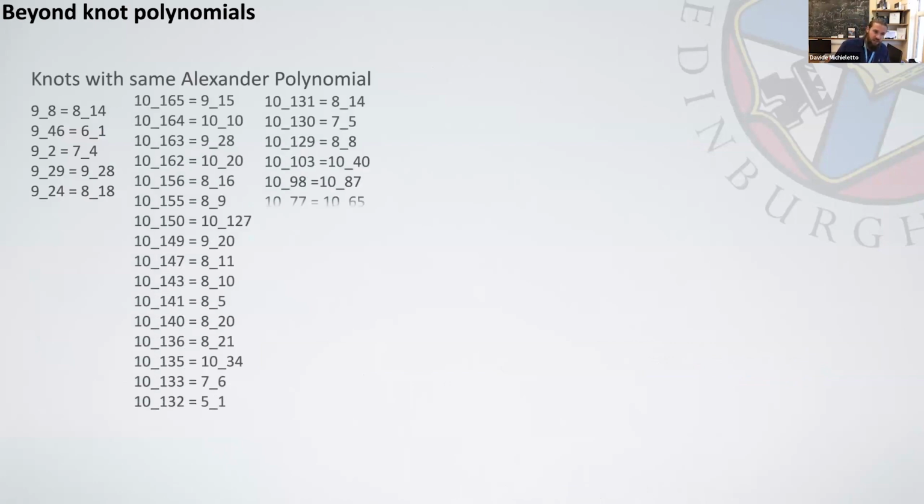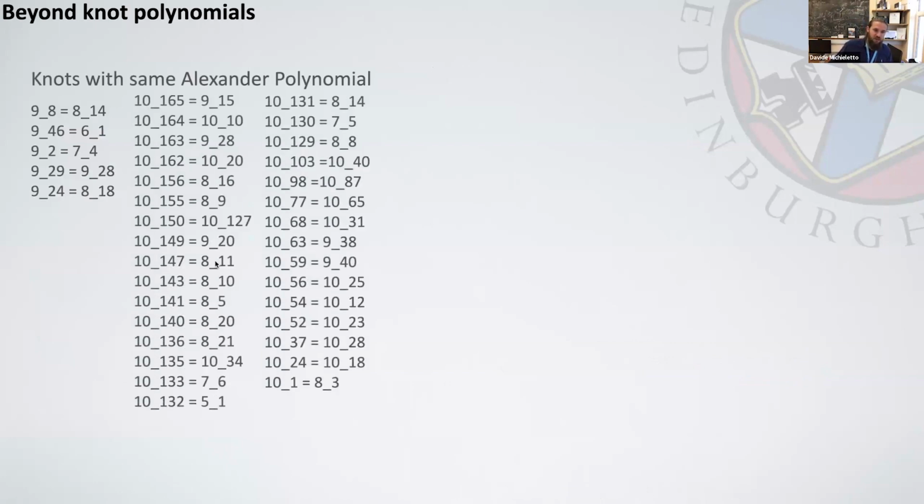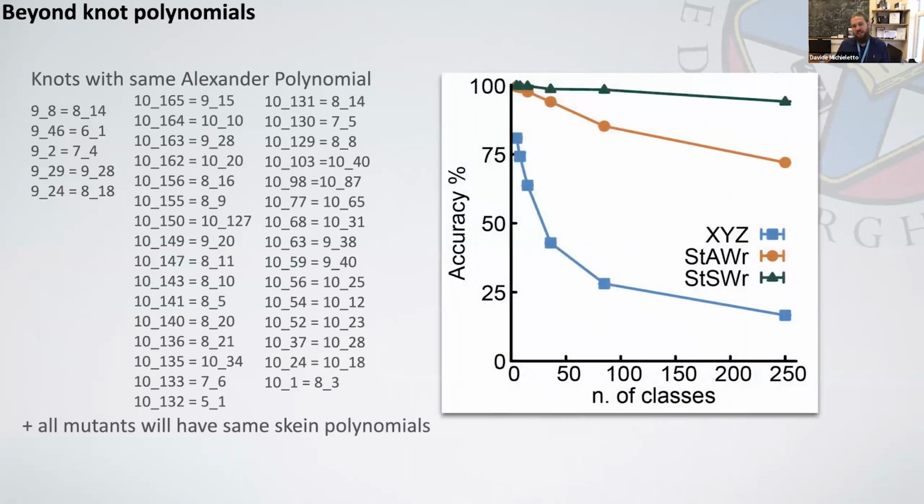Now, there are a lot of knots with the same Alexander polynomial. These are all the knots with the same Alexander polynomial up to 10 crossings, and plus all the mutants will have the same skein polynomials. But still, even if we train our network up to 250 knots, which is all the knots of the Tait table with 10 crossings, we still get 94%, 95% accuracy actually, which is pretty impressive.